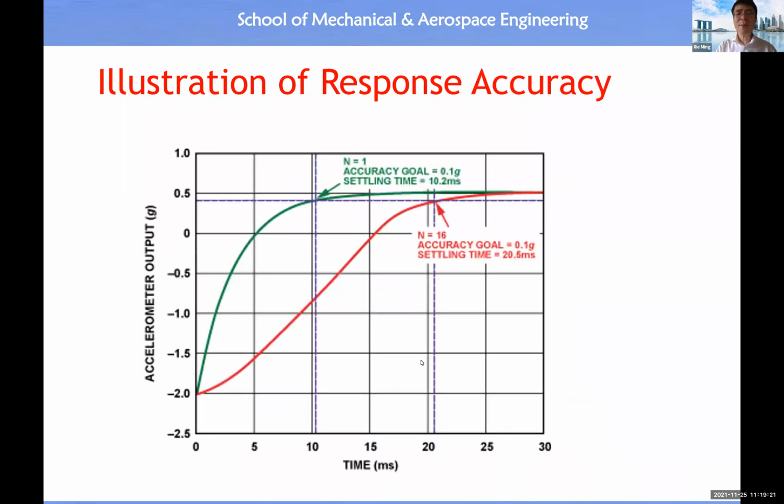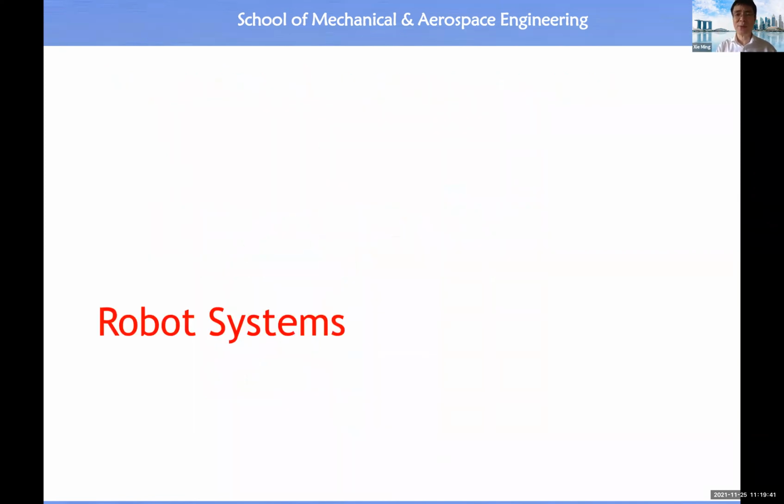Response accuracy is to see whether the actual output will equal the new steady state or not. If not, then there is an error. Then we can calculate the percentage of error. That gives us an indication about the response accuracy. Ideally, we want to achieve 100% accuracy.